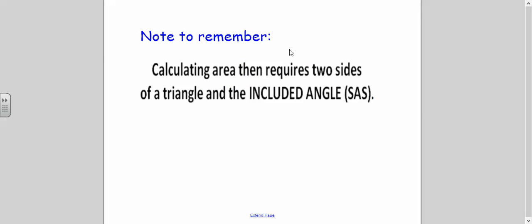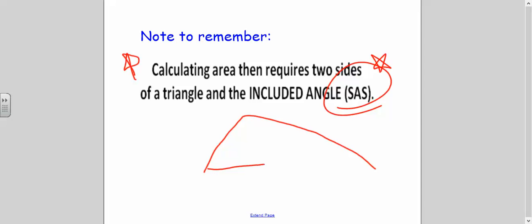So here's something to remember. Make sure you put in your notes with that example, and how to prove that, that when you're calculating the area, it requires two sides of a triangle and the included angle. We're using that old SAS, okay? It's still there. So if we have that lopsided triangle, you drop your vertical, right? You're going to need this information and this information with the angle in between. So you're going to need the sides with the included angle in order to find the area, all right?